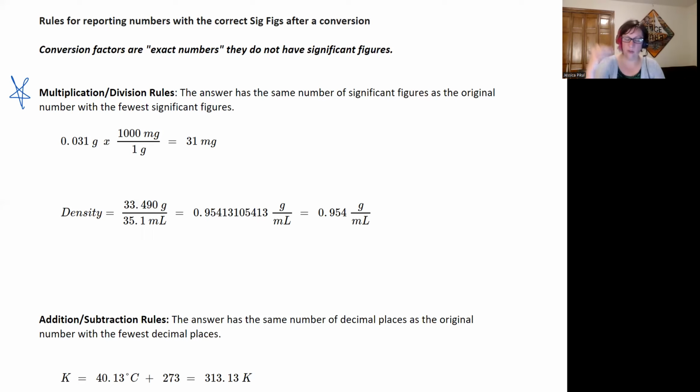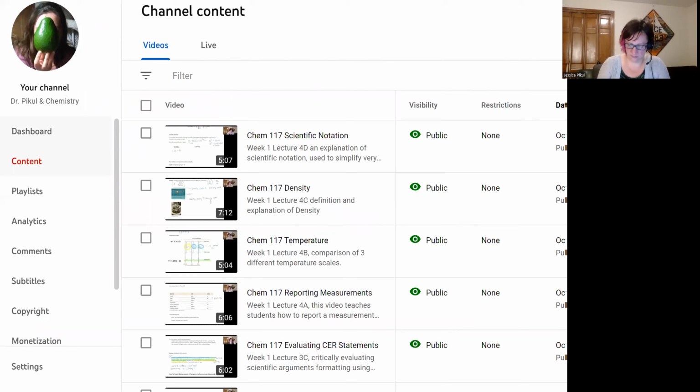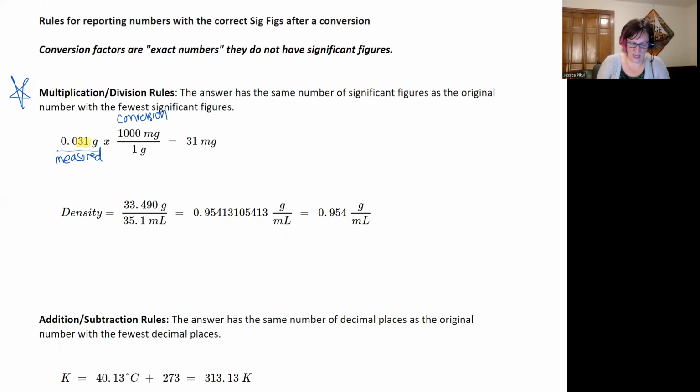In our example from the previous lecture, we measured 0.031 grams. Then we multiplied it by 1,000 milligrams and divided by 1 gram. This was our conversion factor. So this 0.031 grams is our only measured value, and it has 2 significant figures. So we are going to report 2 significant figures in our answer. Okay, so we had just 1 measured value in that example, so it's simple and straightforward. We don't have to worry about which one has the fewest sig figs.